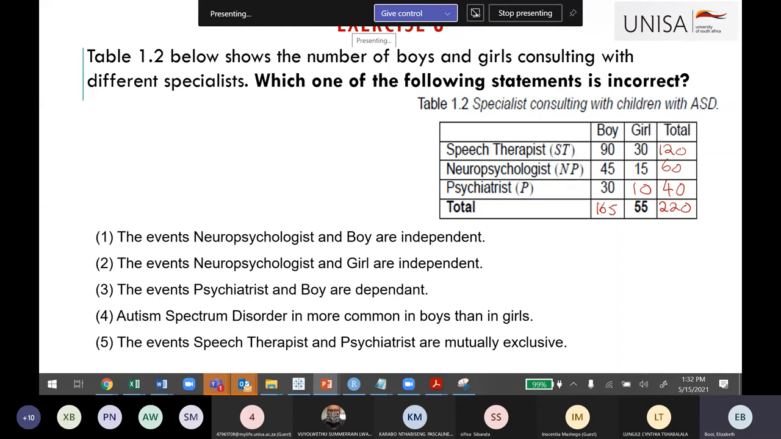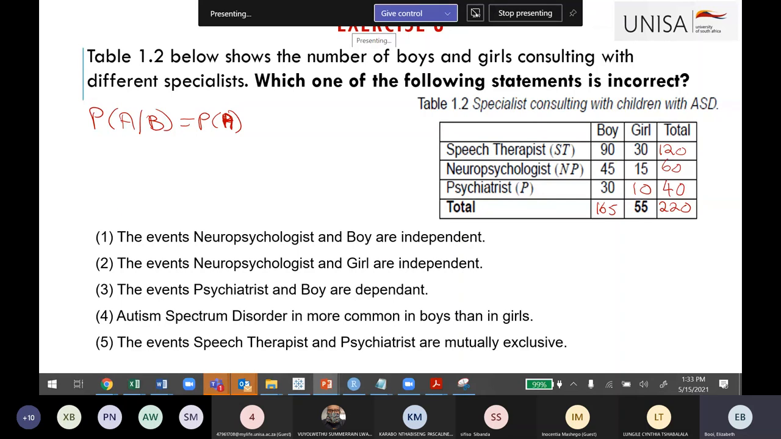Remember, for independence we use conditional probability. We need to test whether the conditional probability of A given B is the same as the probability of A. Looking at these three statements, the first says independent and this one says dependent. If they are not equal, then we say they are dependent on each other. But if they are equal, then we say they are independent. So let's check these three statements.